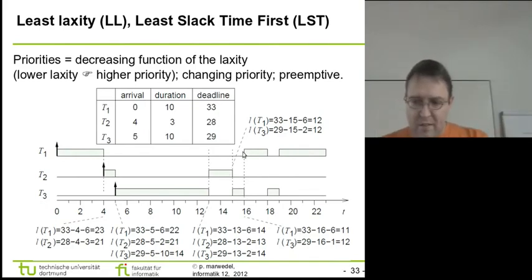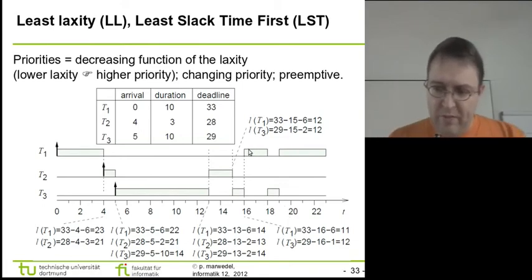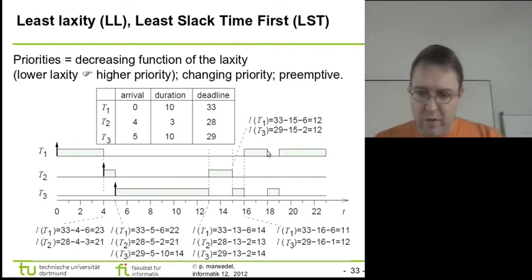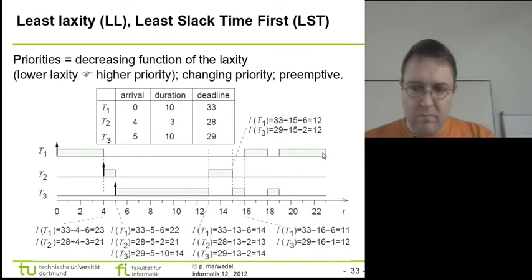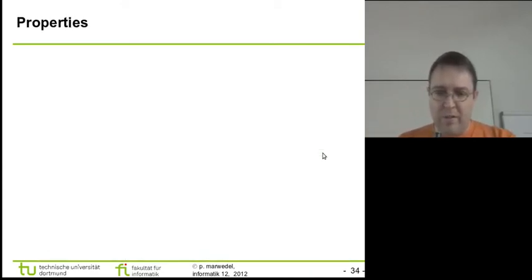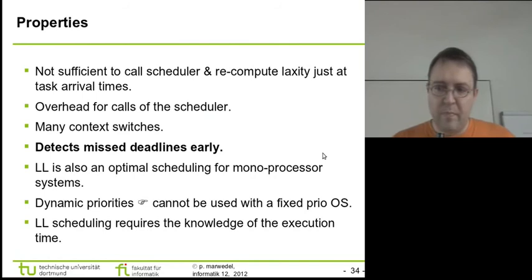Now in this case, after one time unit, the laxity of T1 has reduced to 11, while the laxity of T3 is 12 still. So we switch over to T1, and again we switch over some time units later. So what are the properties of the least laxity algorithm?